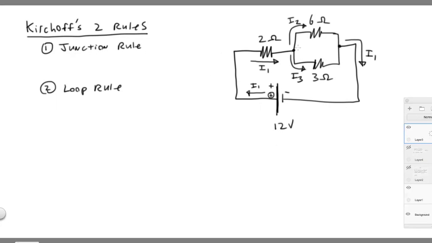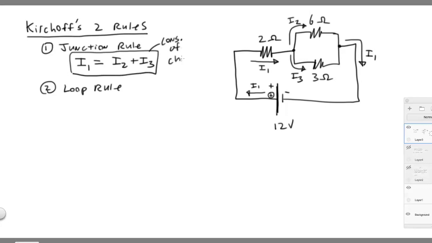Now the junction rule, we can apply it right here. That's a junction. Current I1 comes into this junction. It splits into current 2 and current 3. And the thing that must be true is I1, the current into the junction, must be equal to I2 plus I3. This is conservation of charge. The junction rule is a statement of conservation of charge. The total charge flowing into a junction must equal the total charge flowing out.